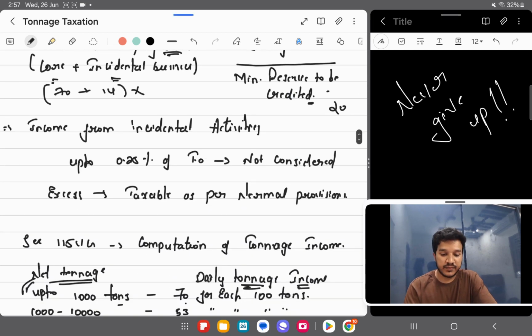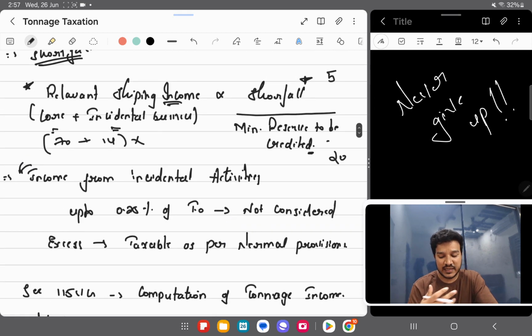So now you understood income from incidental activity. There are two types of income. One is core business income, and the other one is incidental business, which is not core, right? Now I'm running a business. From core I'm getting 95, from incidental I'm getting 5, so my total income is 100. Now I'm putting that 100 aside and calculating my income as per the weight of the ships.